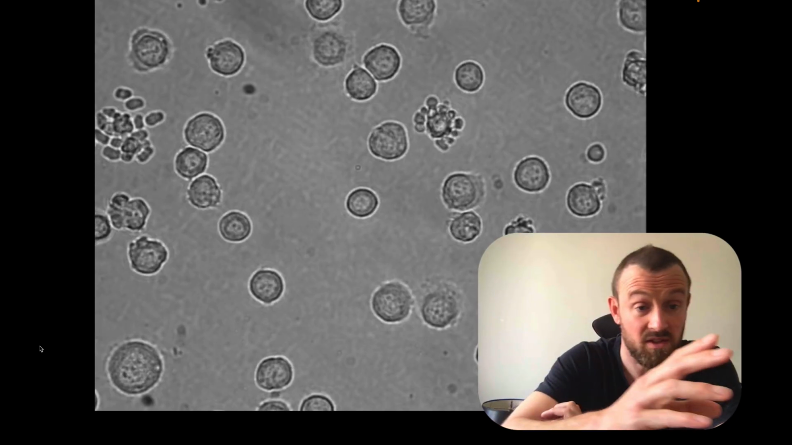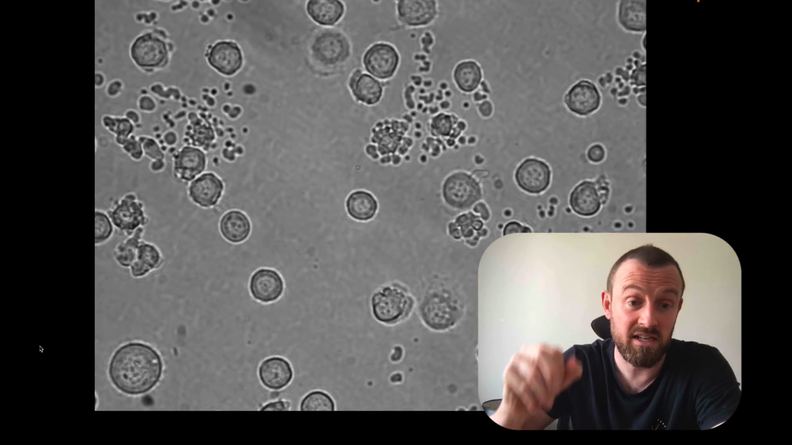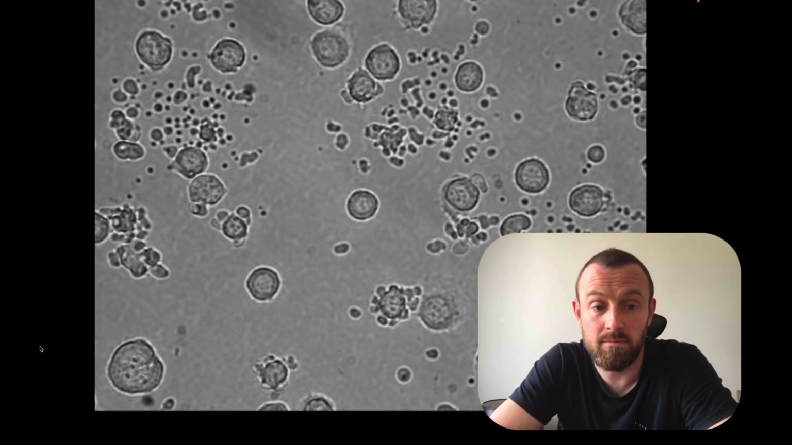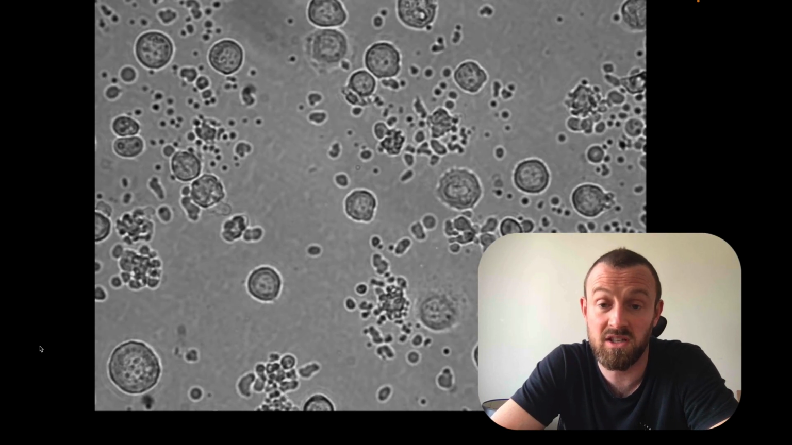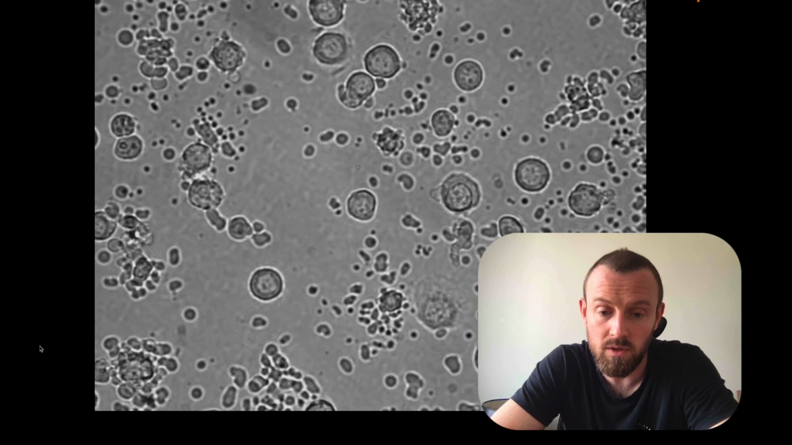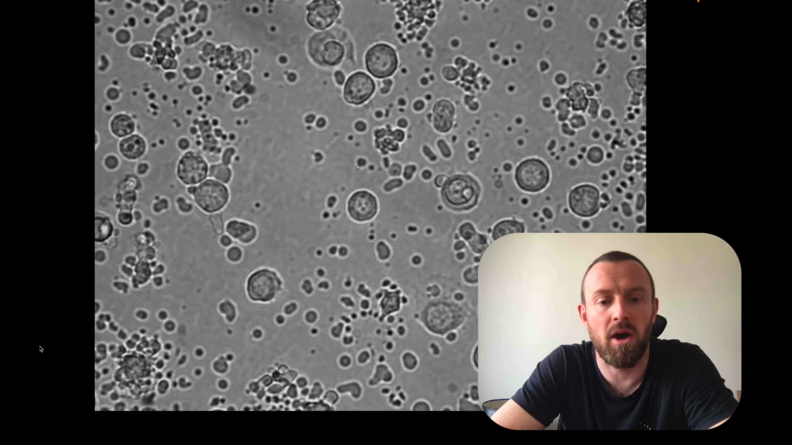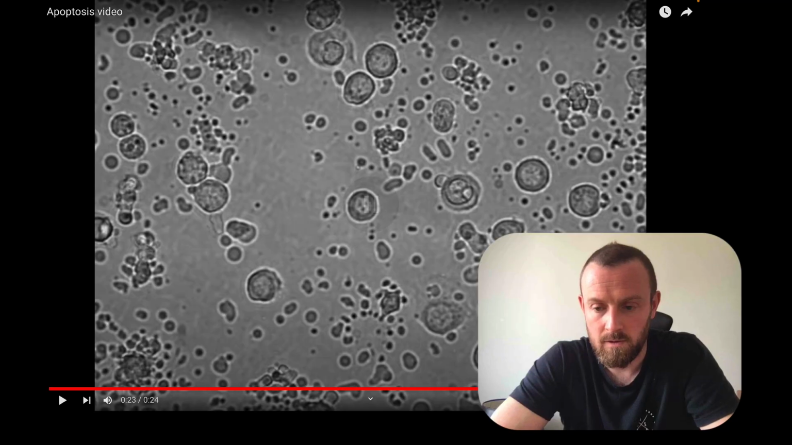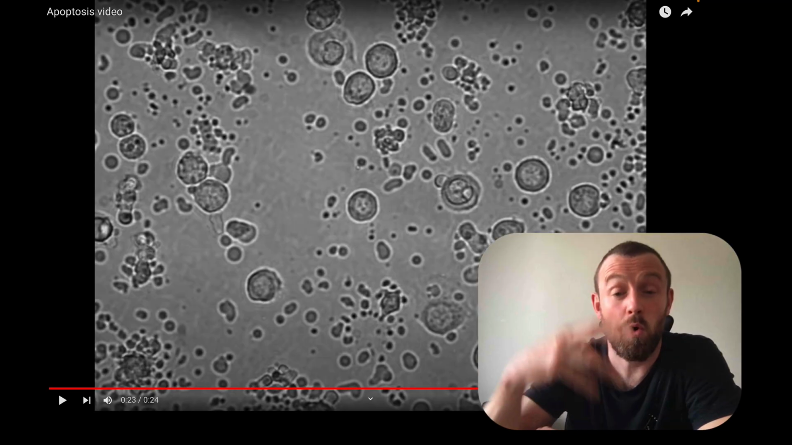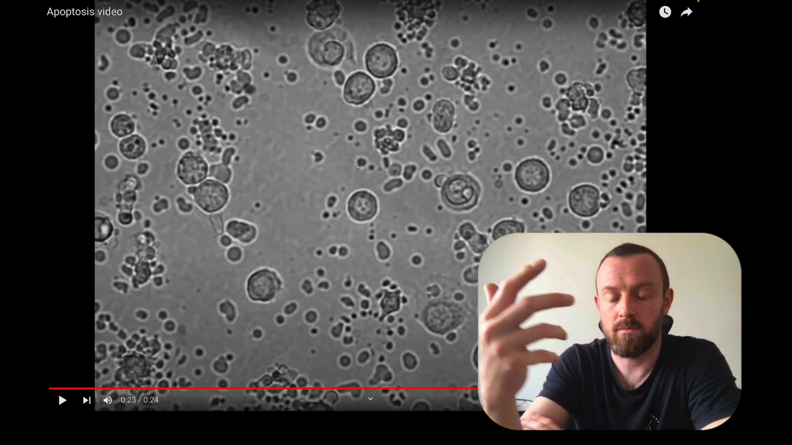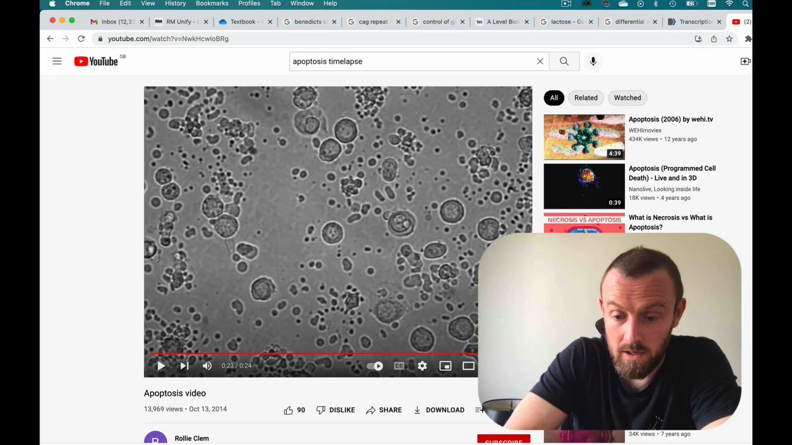You can see some of the cells on the left there have completely blebbed and disintegrated into little pieces, and eventually all the cells almost disintegrate into these tiny little blebs or vesicles that would then get hoovered up. If this was in a real living organism, these blebs would be hoovered up by cells in the immune system.